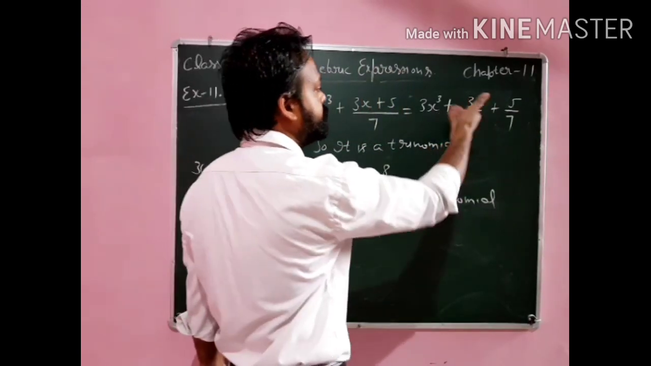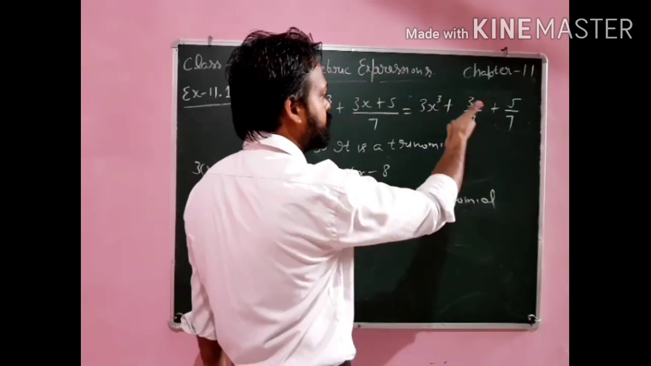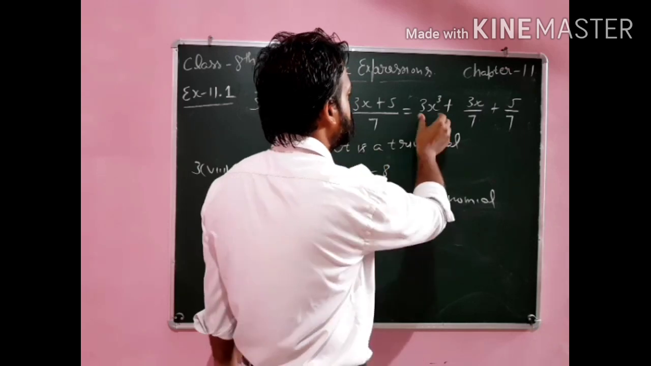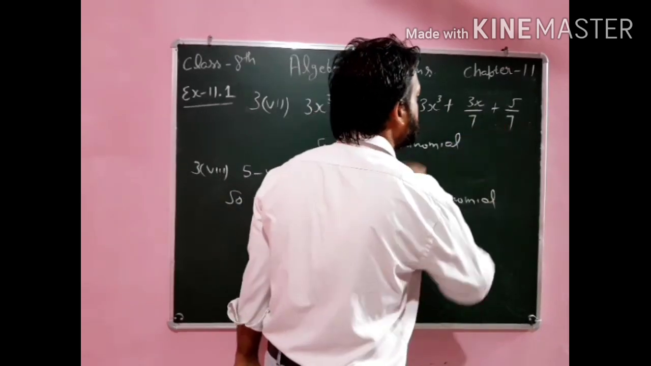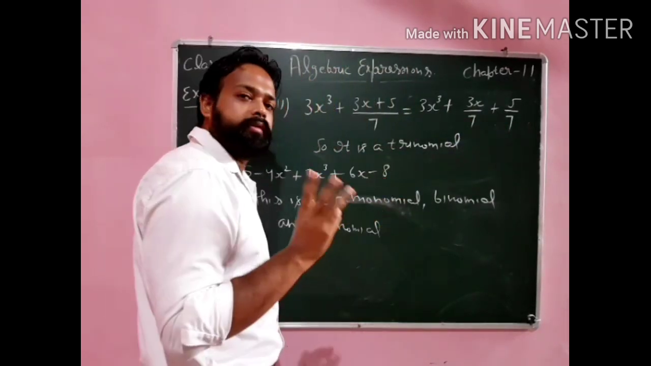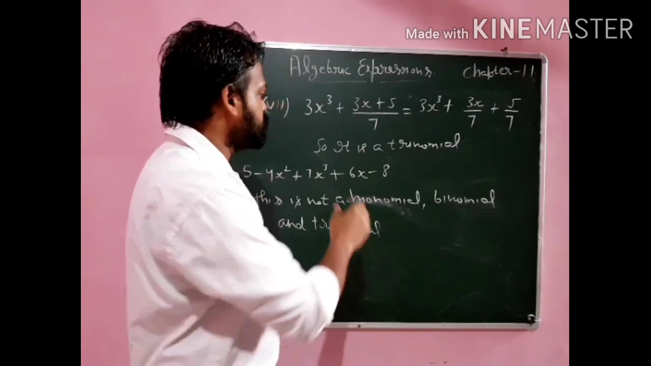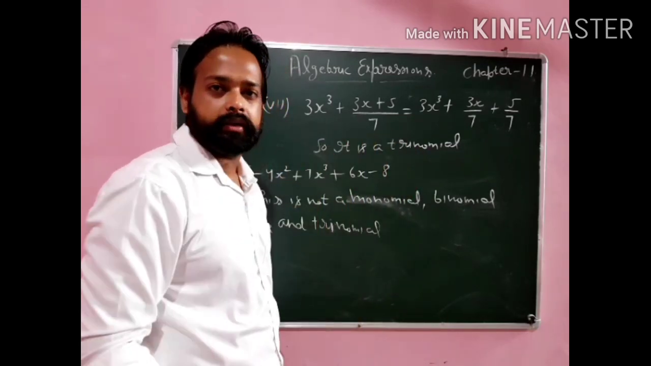So as you can see the plus sign is between the terms. Now you can calculate how many terms are there. This is 1, 2 and 3. So it means there are 3 terms in this polynomial. So it is a trinomial.